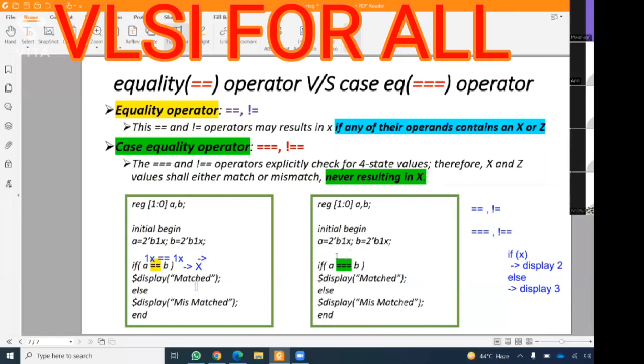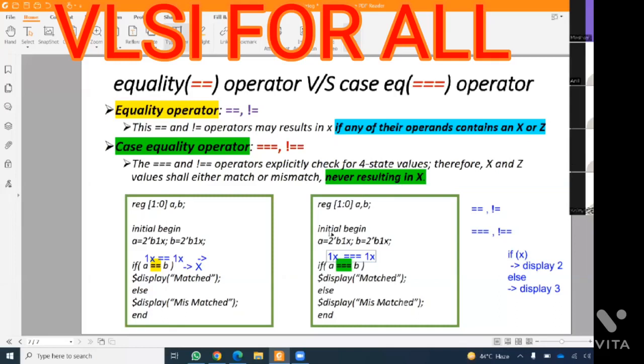In this case, we again have 1X equals 1X. It compared the first bit, 1 with 1, okay, matched. It has the capability to compare X with X. It compared, okay, this is matching. Okay, this is a perfect match. Is this clear?